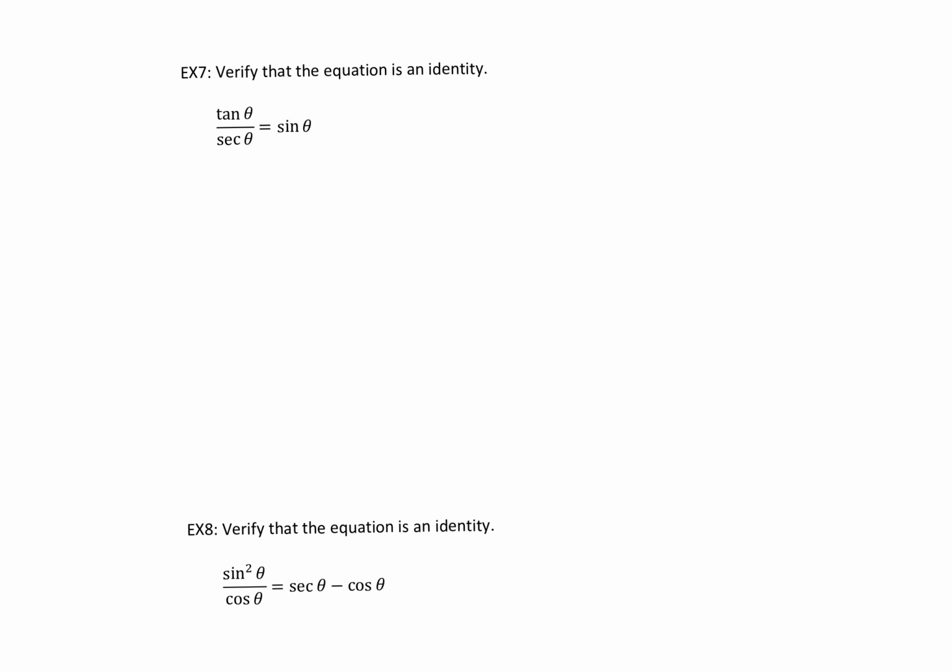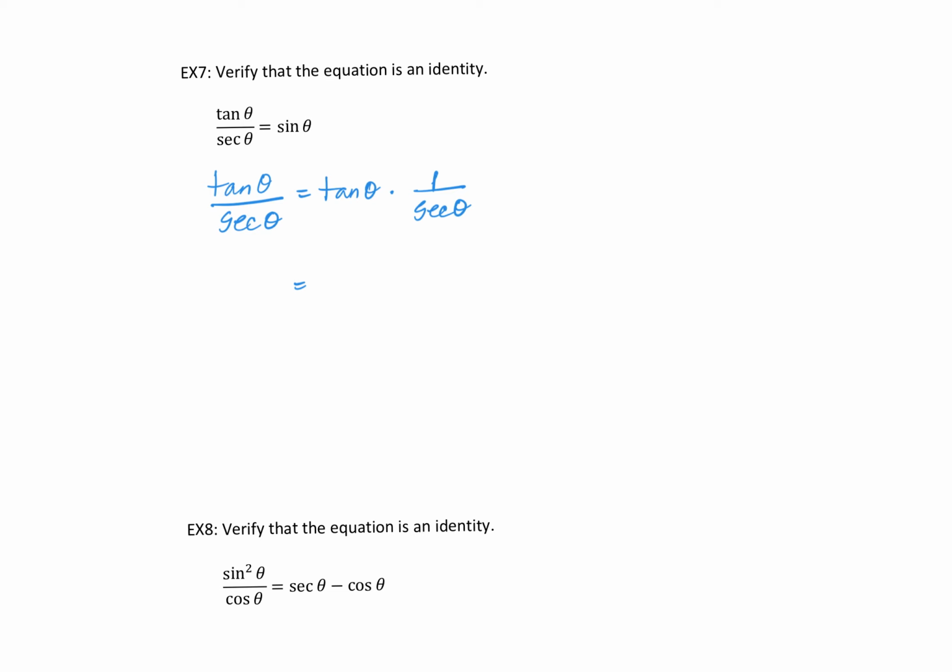Now, whenever you verify, you always have to write down the side that you're starting with. You cannot skip this step because you have to let your audience know where you're starting. So tangent over secant. What I'm going to do is I'm going to separate these into tangent times 1 over secant, because it's easier for me to see and switch everything to sines and cosines.